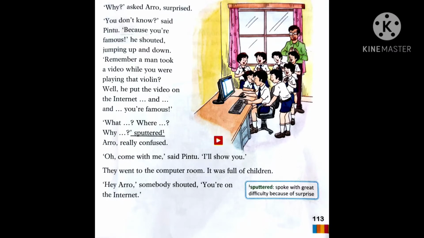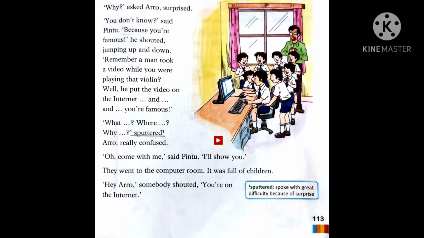"I will show you." So students, on hearing the words of Pintu, Arrow was greatly surprised. He was greatly shocked, and with great difficulty in speaking, he asked what, where, why, how. He started asking so many questions from Pintu. Sputtered here means spoke with great difficulty because of surprise. Arrow was so much surprised that he couldn't even speak properly. Then Pintu said to him, "Oh, stop all these questions and come with me, I will show you."